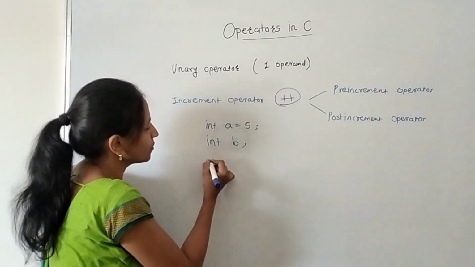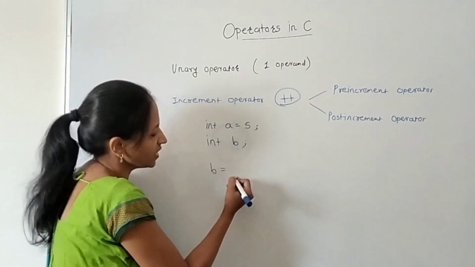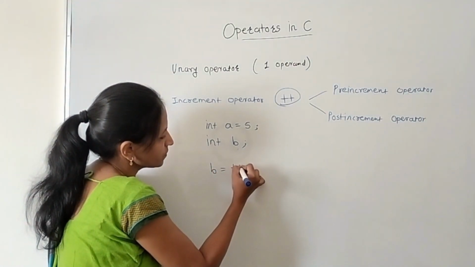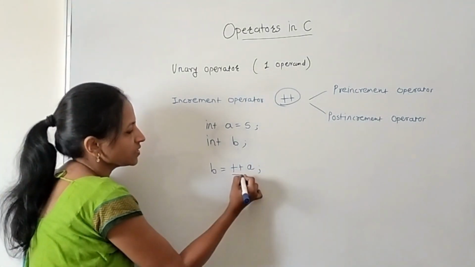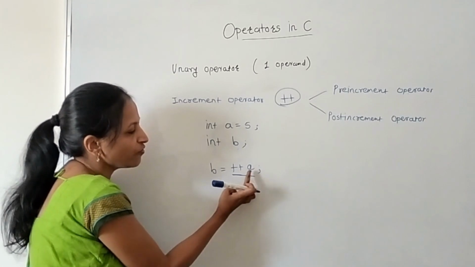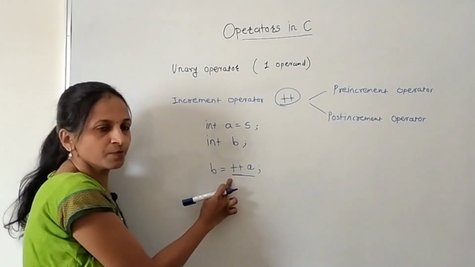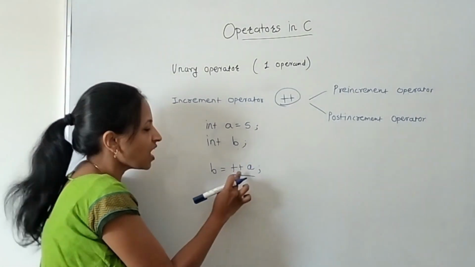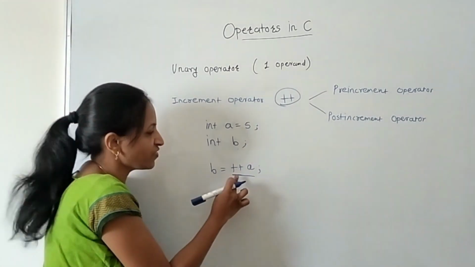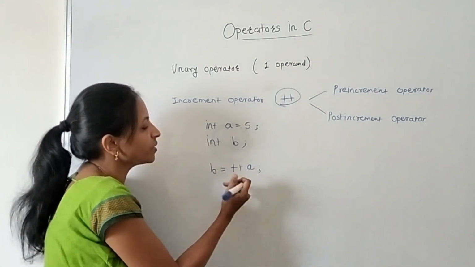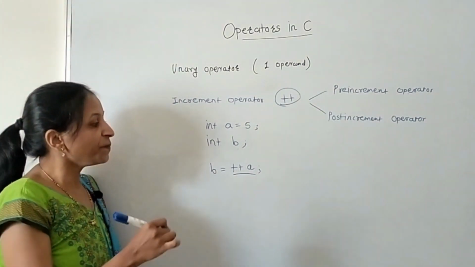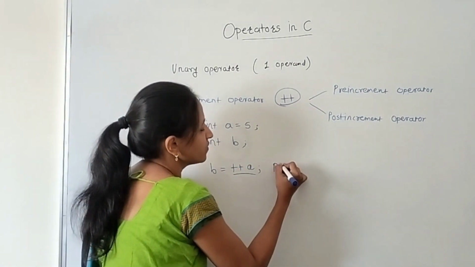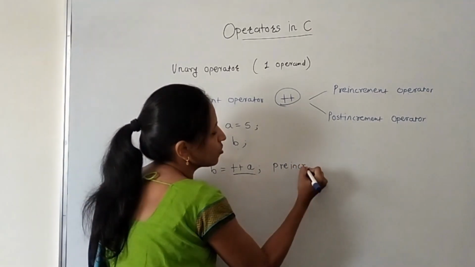Now suppose I write the statement b equals plus plus a. What is this? Here I am writing the plus plus before the variable, before the operand. That's why this is a pre-increment operator. Now what is the meaning of pre-increment? This one is a pre-increment operator.